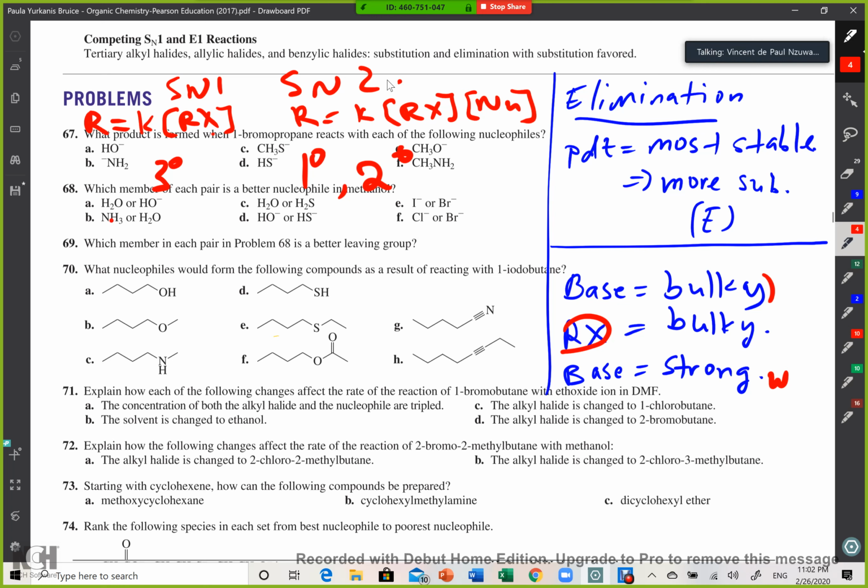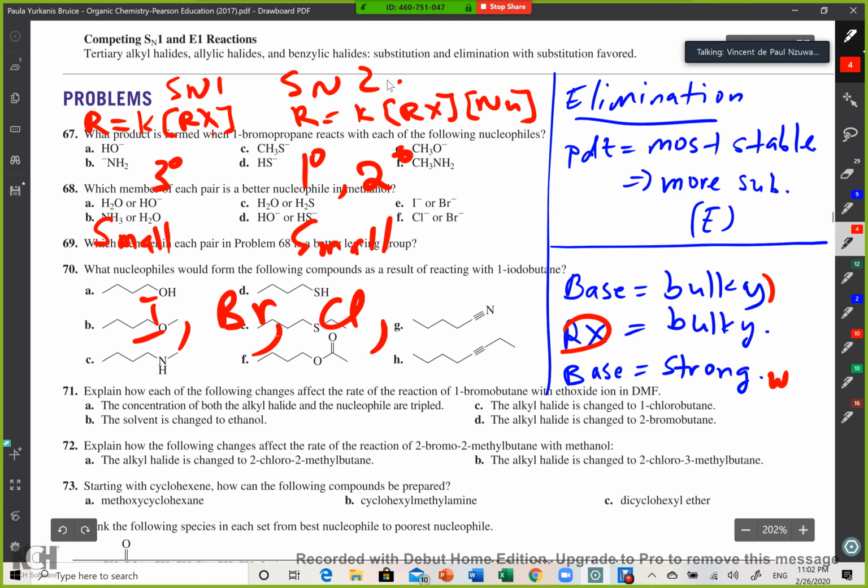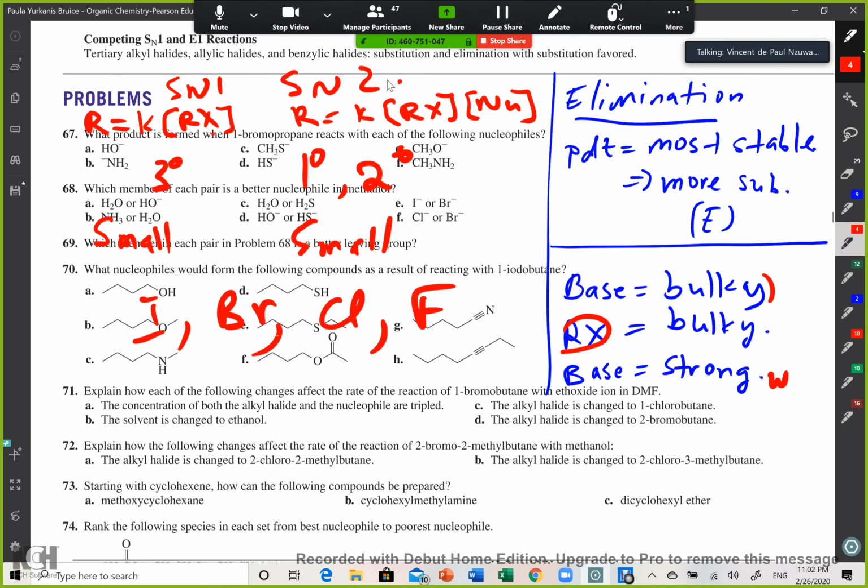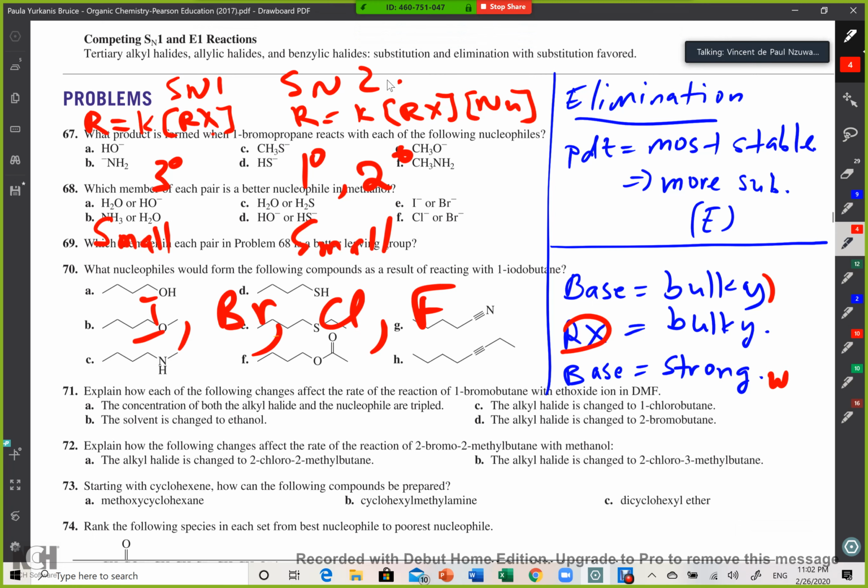A small nucleophile, meaning a less bulky nucleophile, will prefer to go through an SN2. Even a small nucleophile will prefer to go through an SN2. And in terms of leaving group, the iodide is a better leaving group than the bromide, which is a better leaving group than the chloride, which is a better leaving group than the fluoride. And this one is true for everyone. It's true for the SN1, it's true for the SN2, it's true for E1, it's true for E2. Does that make sense?